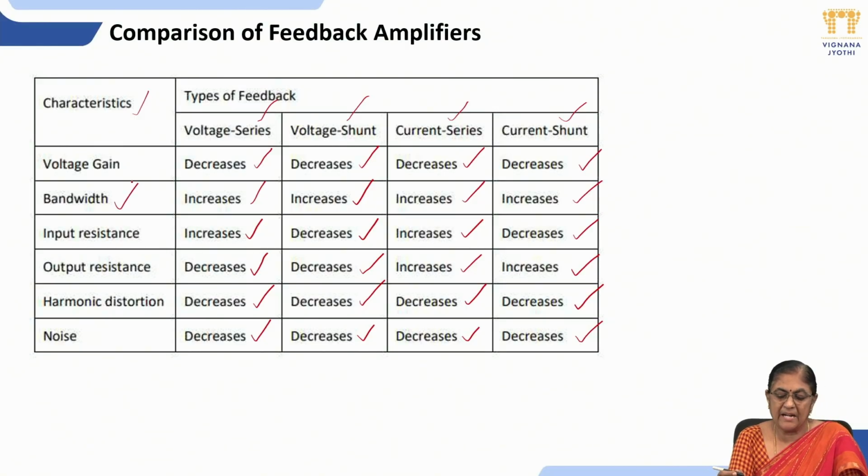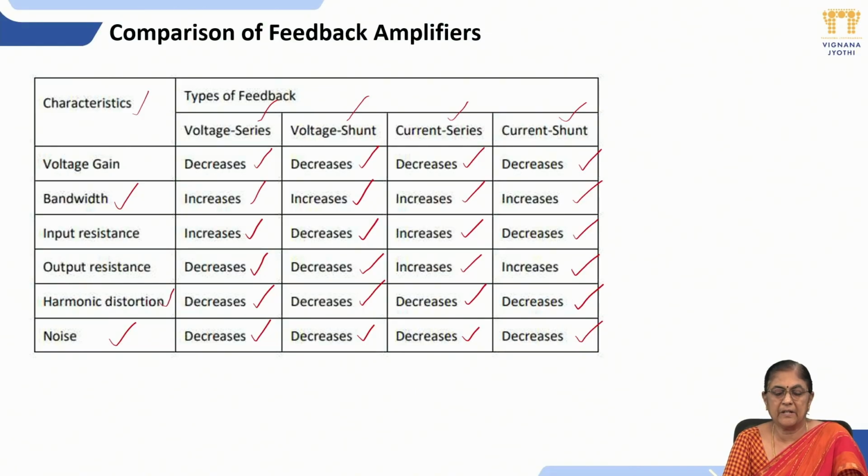By observing this comparison of all feedback amplifiers, see the characteristics. Bandwidth increases in all 4 types of feedback amplifier, and harmonic distortion decreases in all feedback amplifiers. Noise also decreases in all 4 types of feedback amplifiers, and for the remaining terms, input resistance and output resistance vary depending on the type of the feedback amplifier.